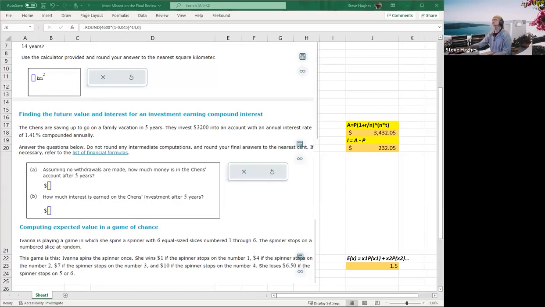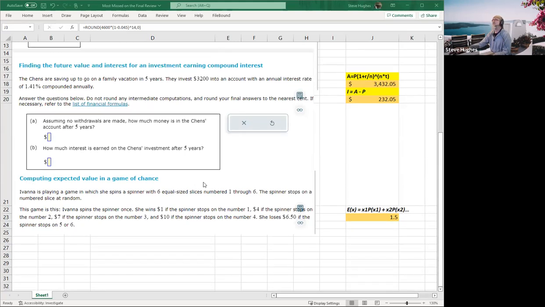All right, and here we are for the second question. Remember I said these are the three most missed questions. Here's question number 2. The Chens are saving up to go on a family vacation. 5 years. They invest $3,200 into an account with an annual interest rate of 1.41% compounded annually. Assuming they make no withdrawals, how much money is going to be in the account after 5 years? What formula do we need?